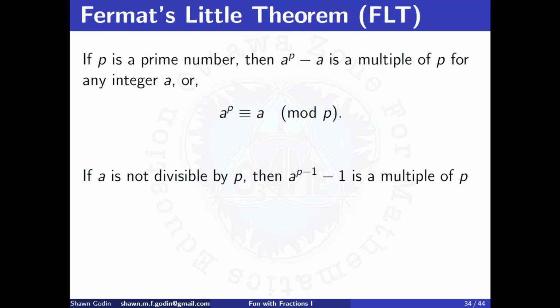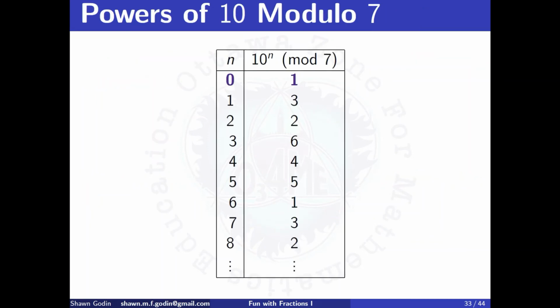Now, if a is not divisible by p, then we can sort of divide this through. If a was divisible by p, then a is congruent to 0, and 0 to anything is equal to 0. But if it's not divisible by p, then a to the p minus 1 minus 1 is going to be a multiple of p, which I can write as a to the p minus 1 is congruent to 1 mod p. And again, if we go back to our table, there's my p equals 7. If I go to the power of 6, there's my 1.